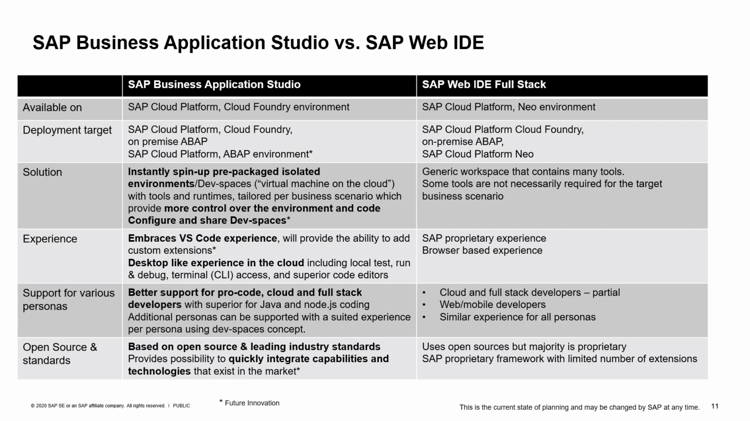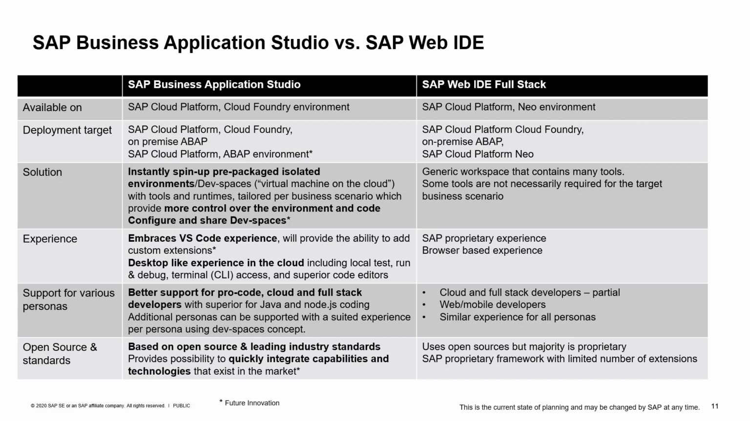From a solution perspective, SAP Web IDE supports generic workspaces where the developer needs to customize to the specific development scenario, while the App Studio core capability is to create dev spaces that include all tools and runtimes for efficient development of a target scenario with a lot more control over the environment and code. From an experience perspective, App Studio embraces Microsoft Visual Studio Code experience. It has the tools professional developers like, for example, Terminal, but also high productivity tools that lower the barrier for junior developers or enable professional developers to quickly create proof of concept.